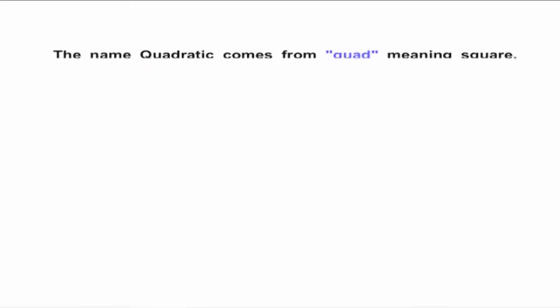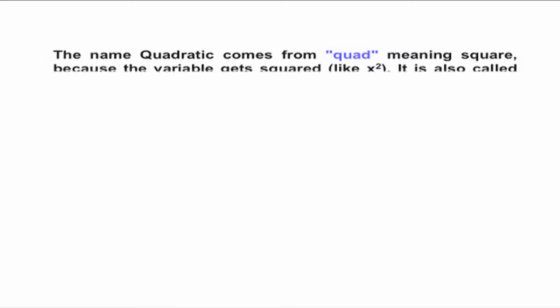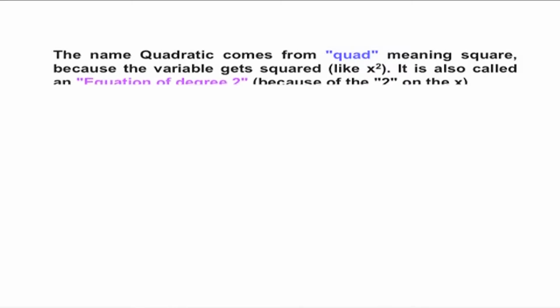The name quadratic equation comes from quadra, meaning square, because the variable gets squared, like x square. It is also called an equation of degree 2 because of the 2 on the variable x.